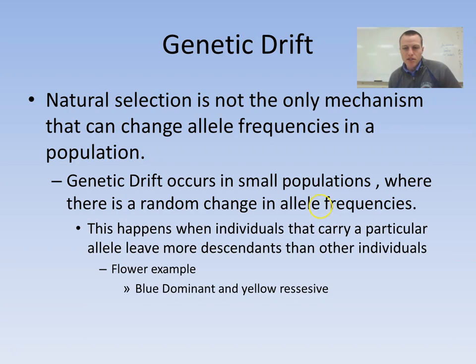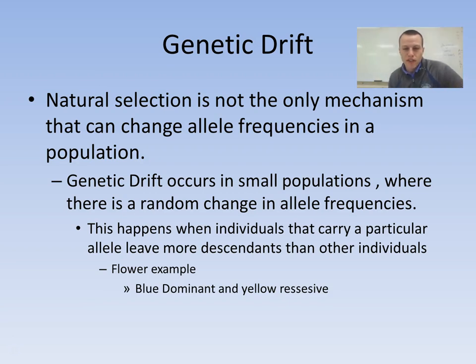All right. So another way to change populations is through genetic drift. Natural selection is not the only mechanism that can change allele frequencies in a population. Genetic drift could occur in the right situations. This is a less likely situation for population change, but we've seen this within different populations before.